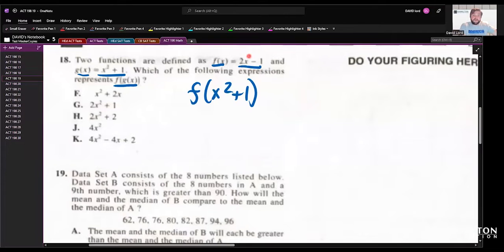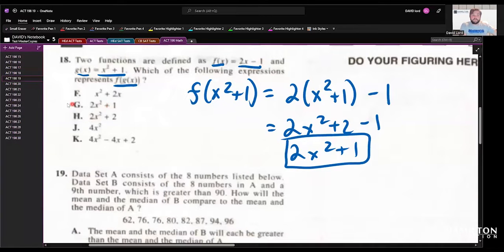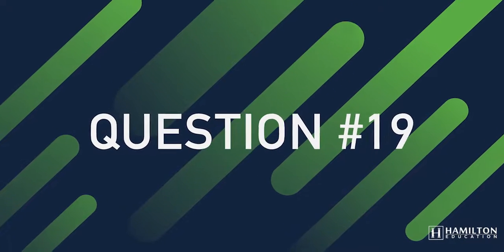And that means wherever I see an x in the f equation, I need to plug in x squared plus 1. So it's going to be 2 parentheses x squared plus 1. And then we don't plug anything here for the 1 because there's no x there. Now it looks like I have to simplify. I get 2x squared plus 2 minus 1, or 2x squared plus 1 is my answer, which will mean our answer is G. Question number 19.